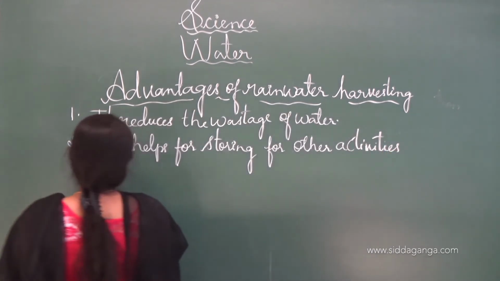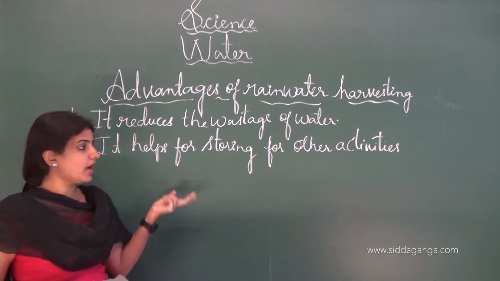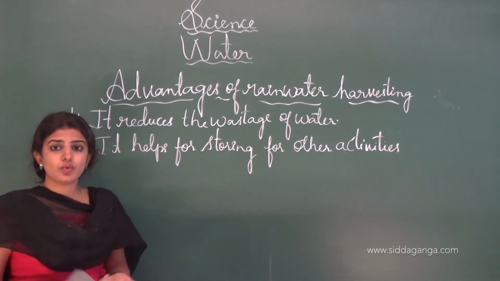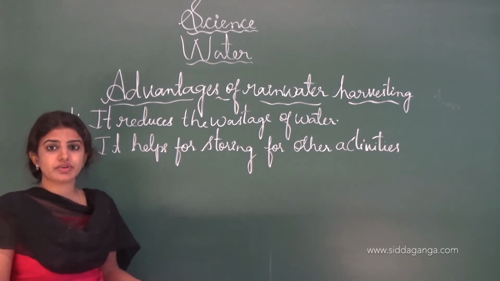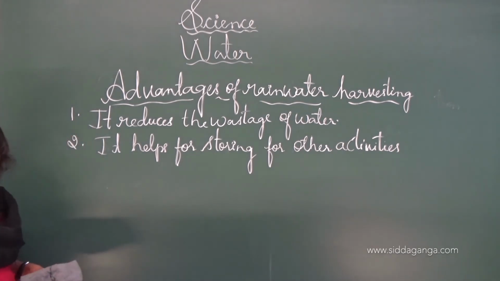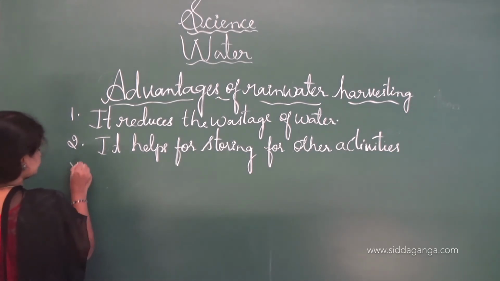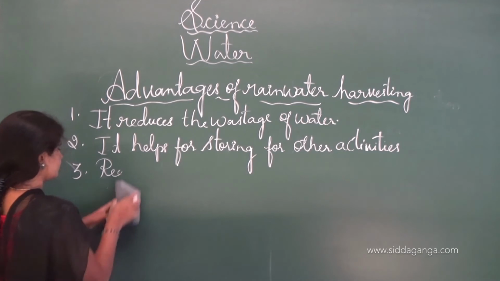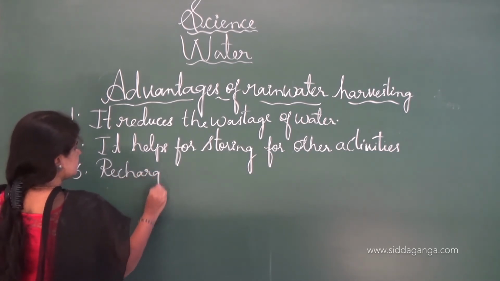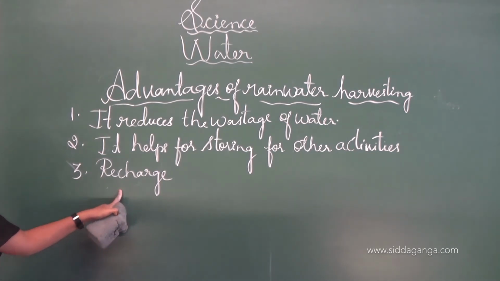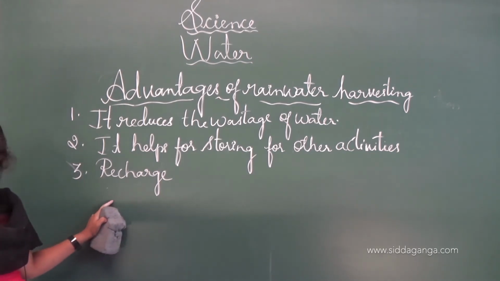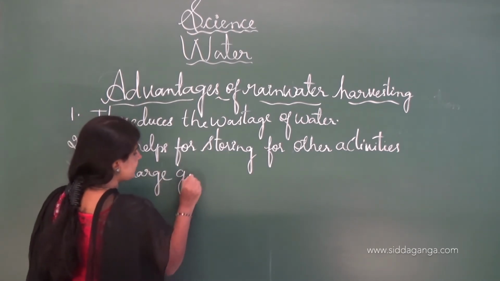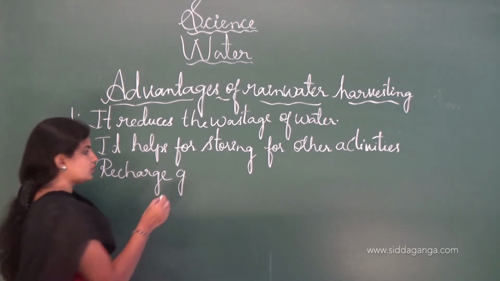See, rainwater harvesting helps for storing the water and for other activities like washing the cloth, washing the utensils, and for planting more and more trees; we have to utilize this water. And next, it helps to prevent the water logging of the drains. It is also used to recharge the ground. See, recharge is nothing but refilling the groundwater.